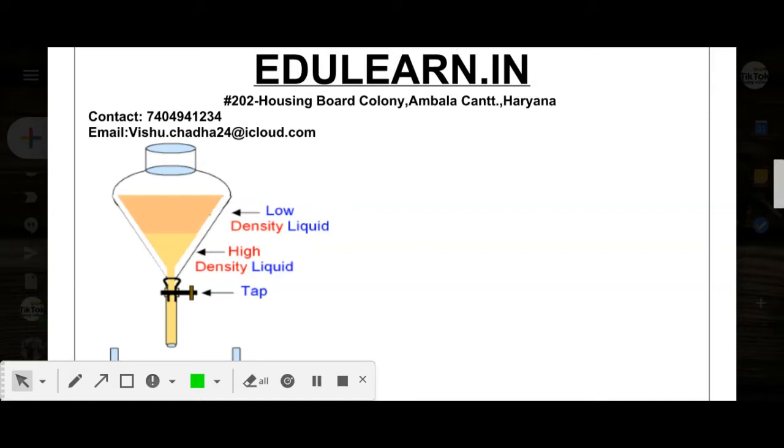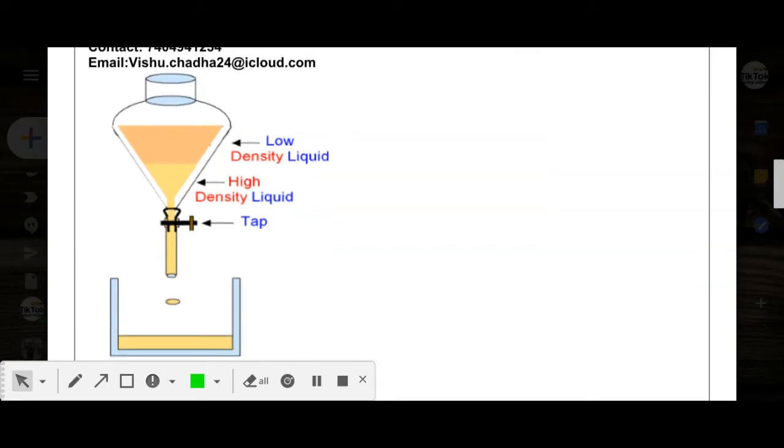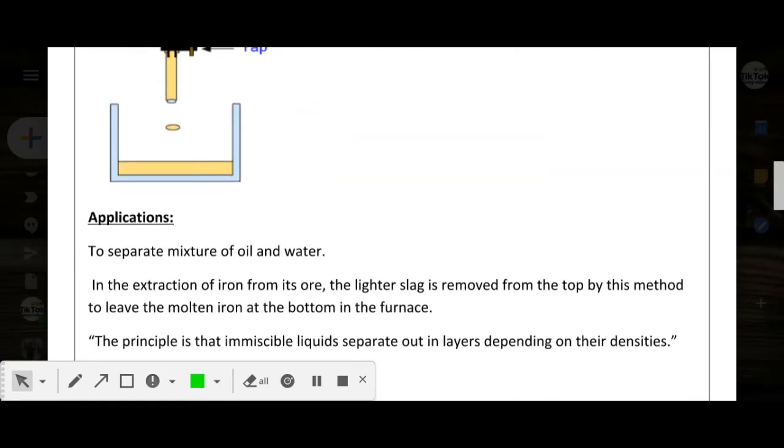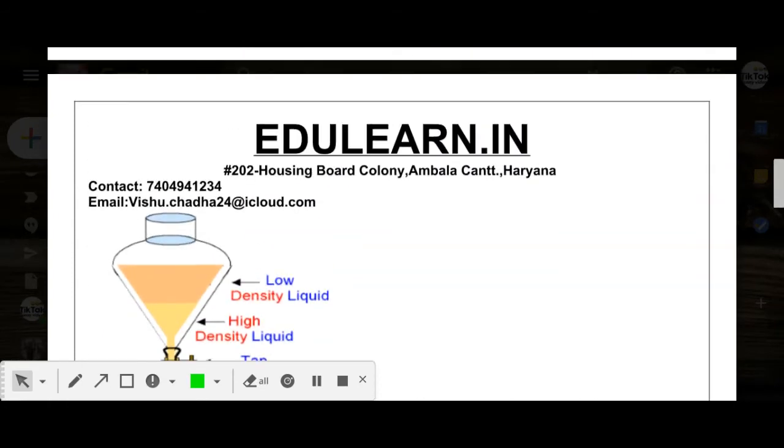So in this way, what we can do is hum yahan se tap agar open karenge, so high density fluid separate out ho jayega aur upar yahan pe ye sara low density fluid reh jayega. Jaise hi high density fluid sara nikal jaye, ab tap ko close kar dijiye. In this way you can separate water and kerosene oil.